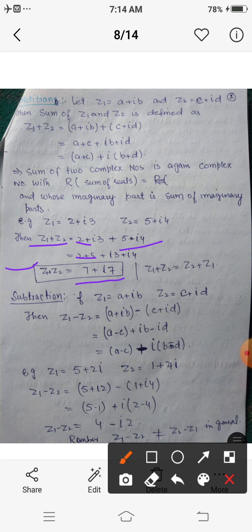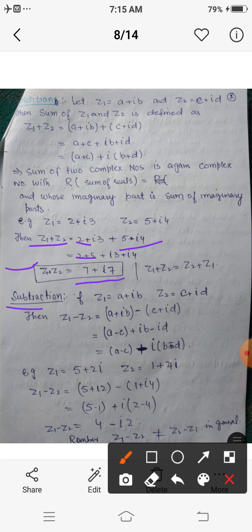Here the real part of this resultant complex number is 7 and imaginary part is 7, which equals the sum of the individual real parts, while the imaginary part, which is 7, also equals the sum of the individual imaginary parts. So this is about addition of two complex numbers. Addition of two complex numbers is again a complex number, which implies that the set of complex numbers is closed under addition. That is, whenever we add any two complex numbers, the resultant is again a complex number.